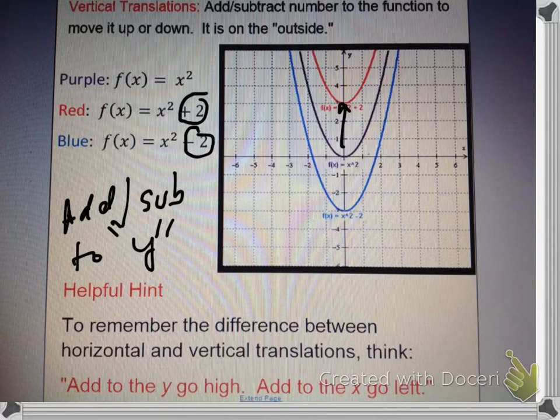Things are going to go up. If we add 2 to the y, we're going to go up 2. The parent function is going to translate up 2. When we subtract from the y, we're going to move down 2. And I put a helpful hint down here to remember the difference between horizontal and vertical translations. When you add to the x, go left. When you add to the y, go high. The opposite is true as well. If you subtract from the x, go to the right. If you subtract from the y, go down.